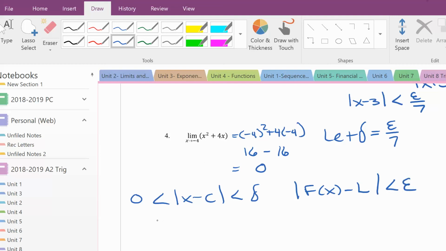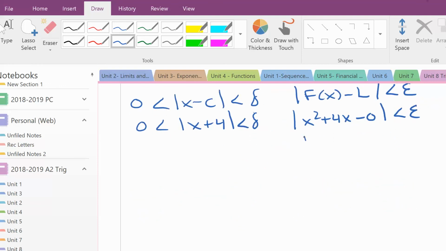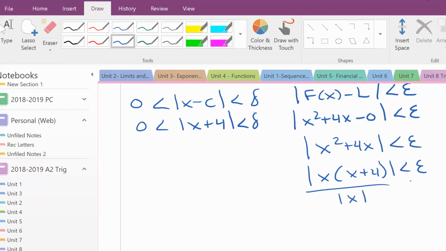So now negative 4, so that means it's the absolute value of x plus 4. And then f of x is x squared plus 4x, but the limit is 0. So that means we have the absolute value of x squared plus 4x is less than epsilon. Factor the x. So notice here we're going to have to divide by the absolute value of x. So the absolute value of x plus 4 is less than epsilon over the absolute value of x.